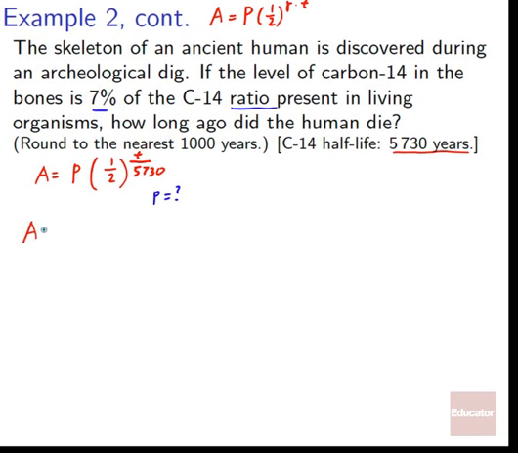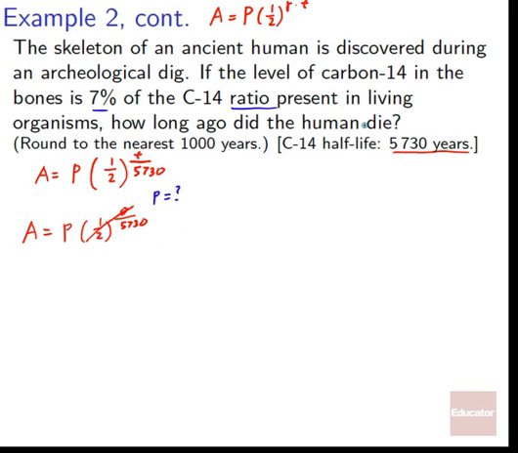So A equals P times 1/2 to the 0 over 5,730. Well, that's going to be a number raised to the 0, which just becomes 1. So we've got A equals P. The amount that we start with is equal to the principal amount. That's exactly what it's there for. So what ratio do we want to start with? If the ratio slowly declines, let's just say that it started at a ratio of 1.